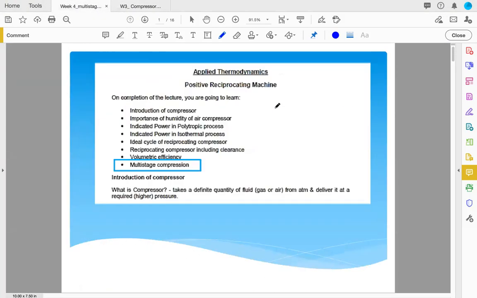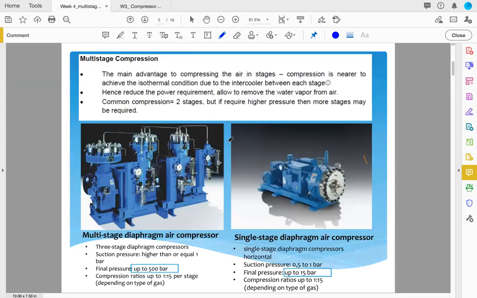Okay, with multistage, the main advantage is being able to install a cooler. I think it's somewhere here, an intercooler. It will cool down the temperature of the compressed air before it is sent to the next compression.